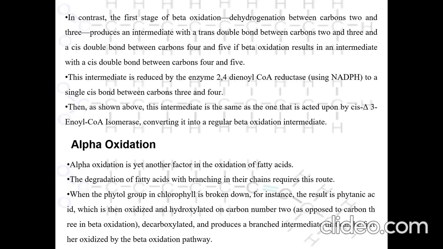Coming to alpha oxidation, it is yet another factor in the oxidation of the fatty acids. The degradation of fatty acids with branching in their chains requires this route. When the phytol group in chlorophyll is broken down, for instance, the result is phytanic acid, which is then oxidized and hydroxylated on carbon number 2, decarboxylated, and produces a product that can be further oxidized by the beta oxidation pathway.